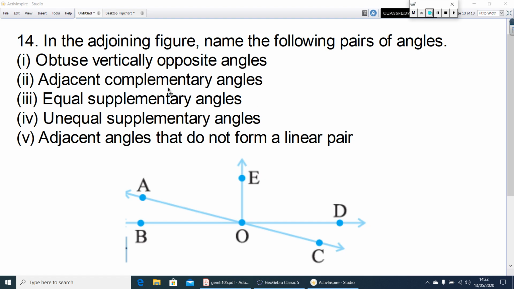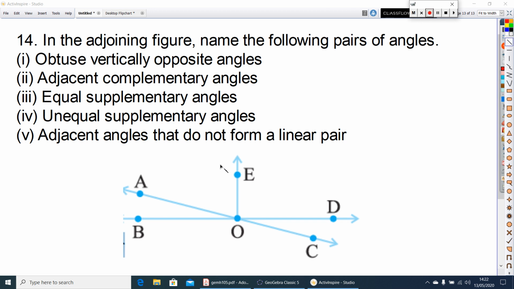This is the last question of this exercise. In the adjoining figure, name the following pairs of angles. Obtuse vertically opposite angles. Vertically opposite angles you find out, and that too obtuse angles. In this figure, obtuse vertically opposite angles are angle AOD and angle BOC.